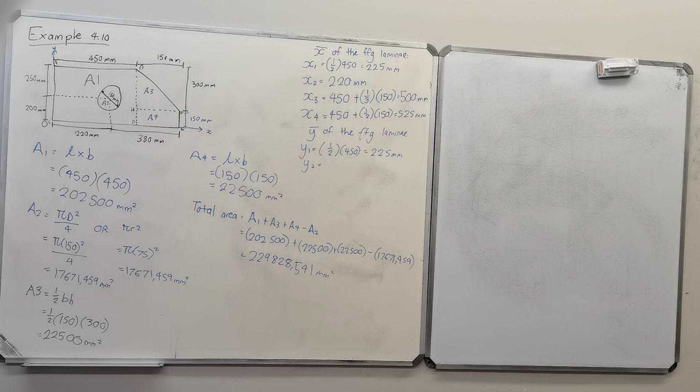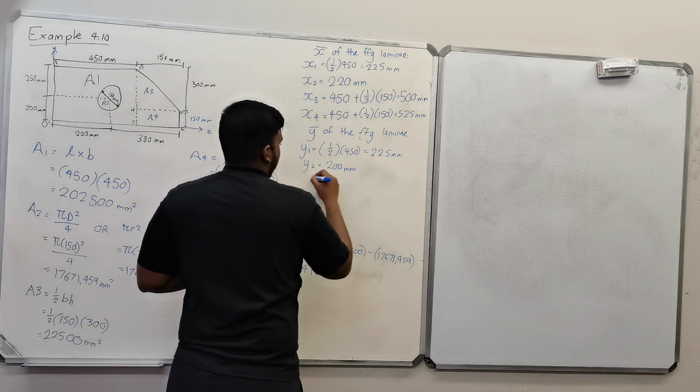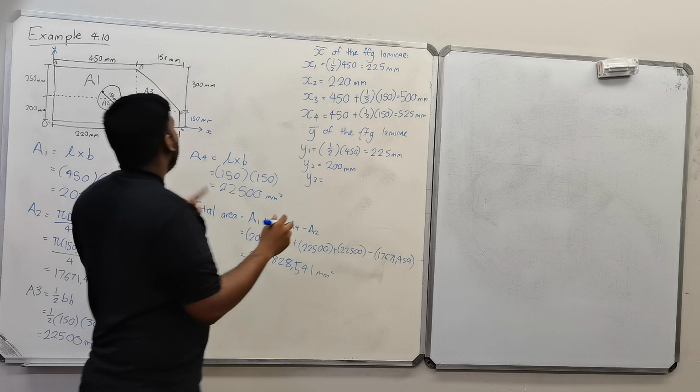Okay, which shape is y2 part of? The circle. 200. The center point of the circle along the y-axis, they give it to you. So you see this line here, 200, it was drawn from the center, right? So this here would be 200 millimeters.